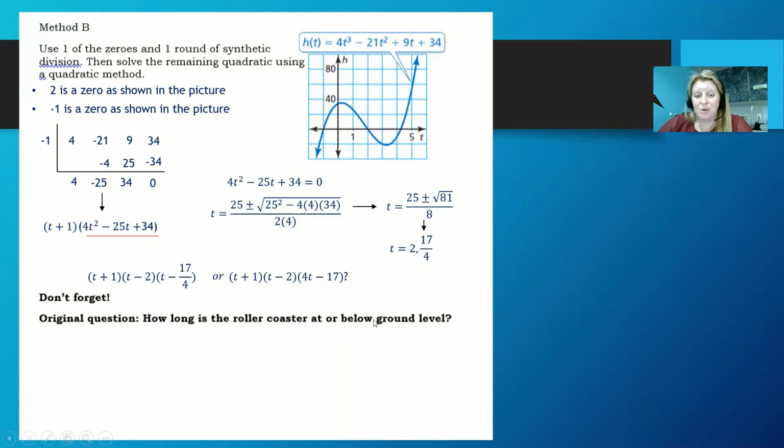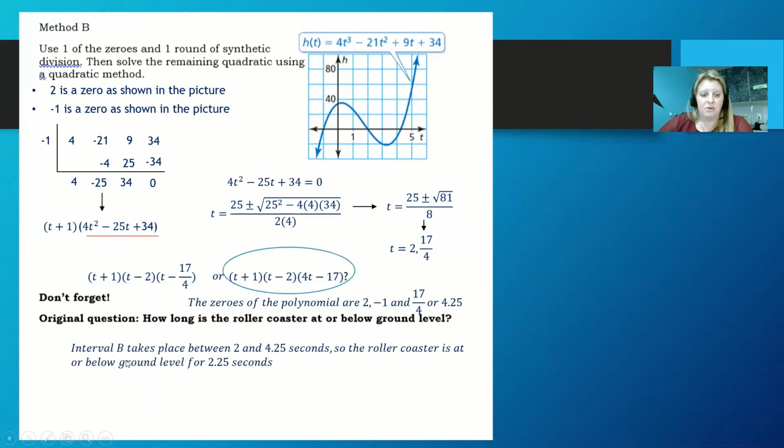How long was the roller coaster at or below ground level? So, well, interval B took place between 2 and 4.25 seconds. So the roller coaster would have been underground for 2.25 seconds.